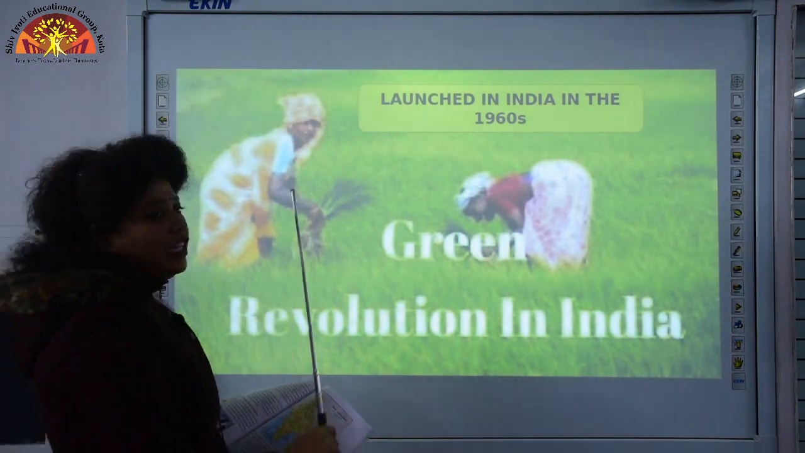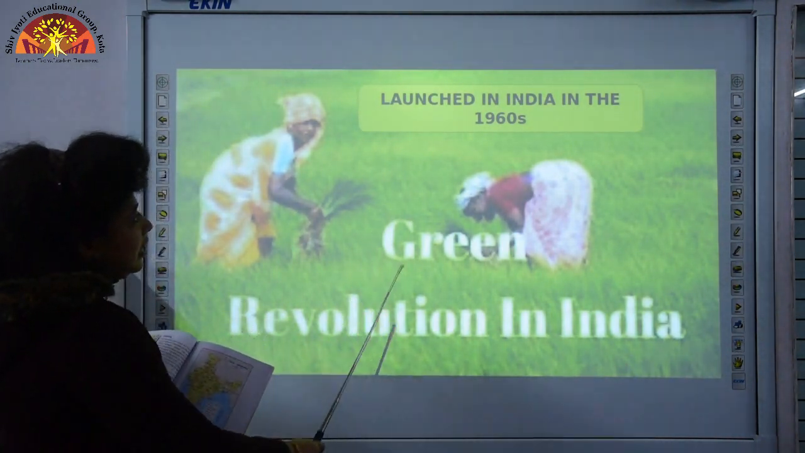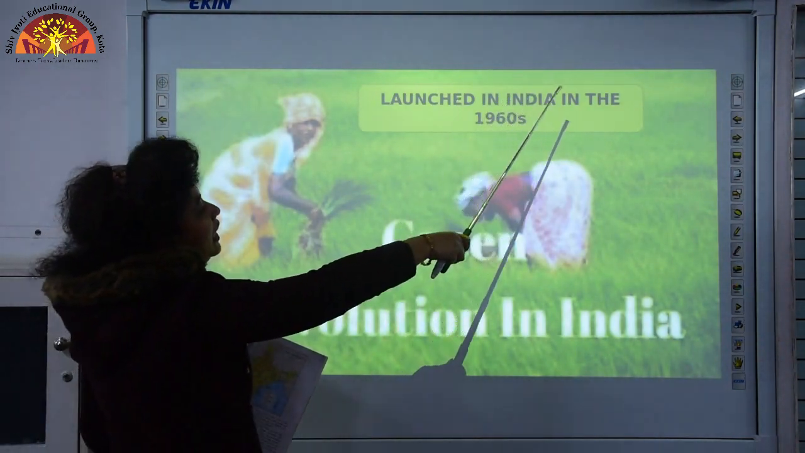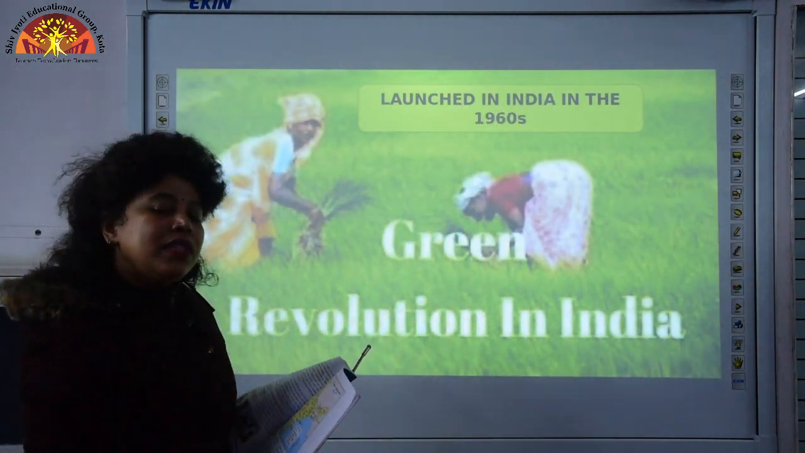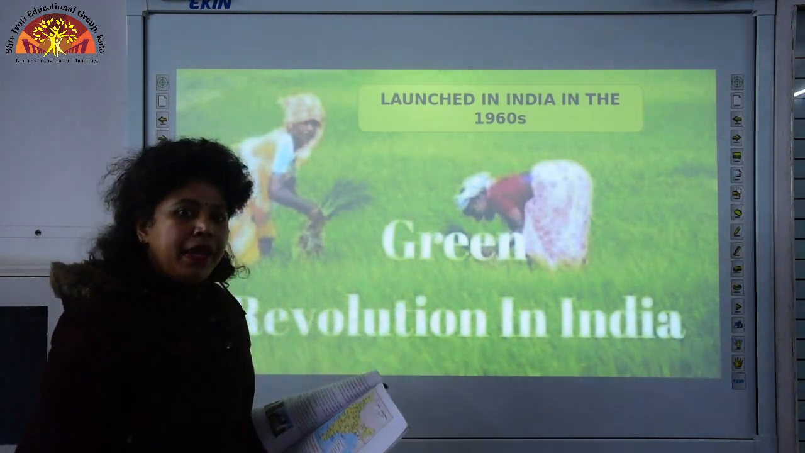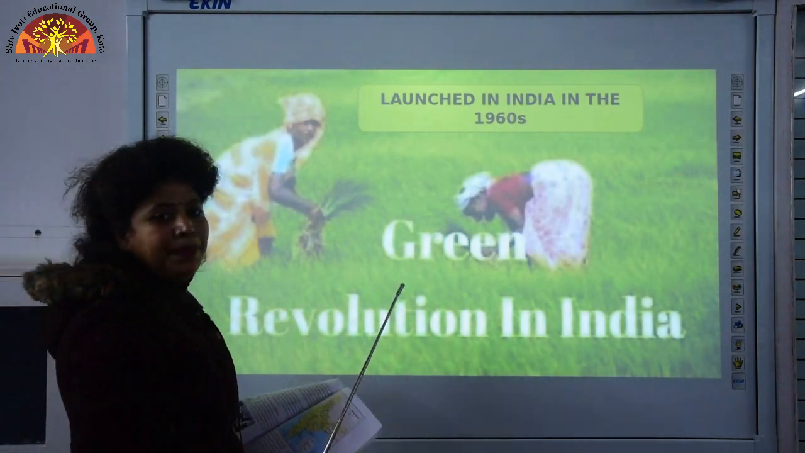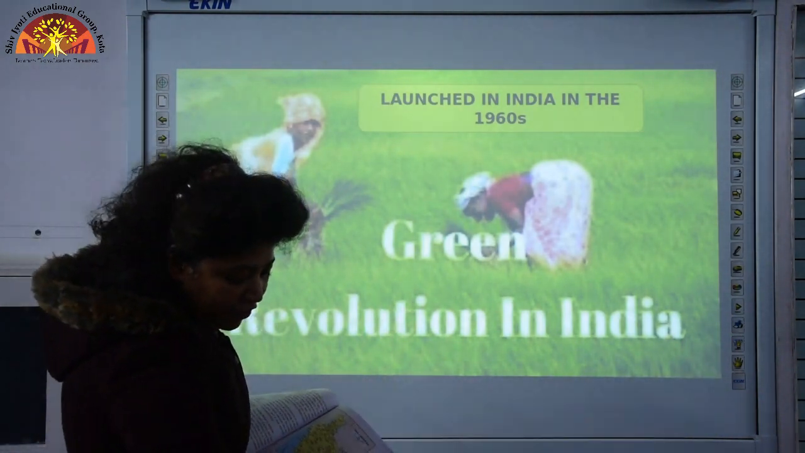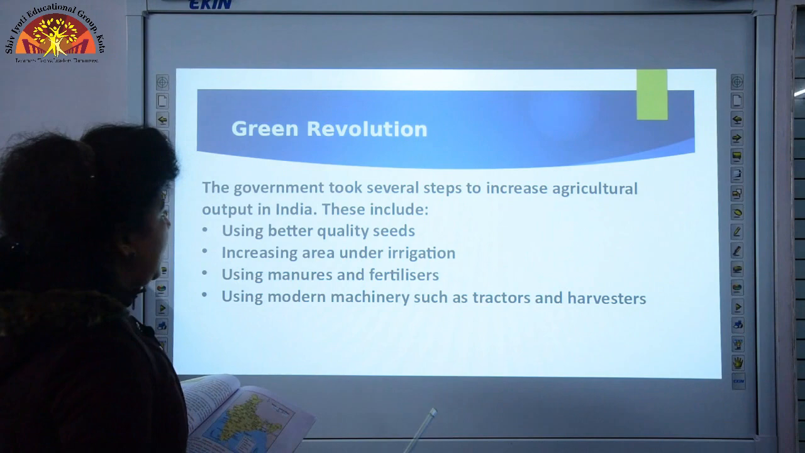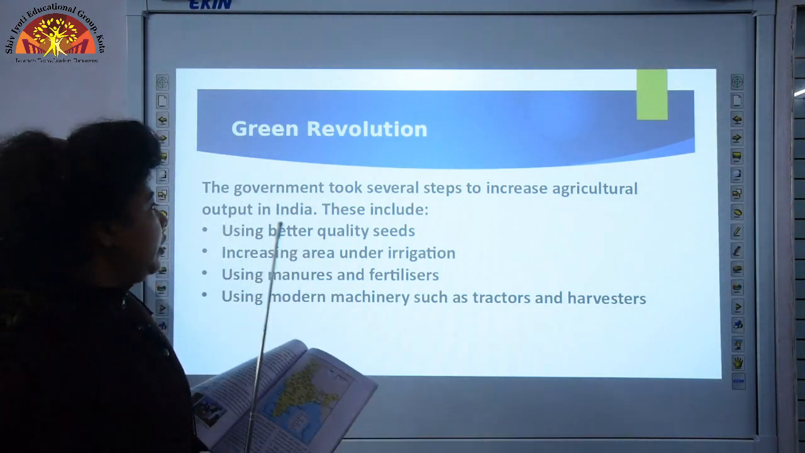Now comes the Green Revolution. Okay, the government of India launched the Green Revolution in India in the 1960s. So, this period when the old traditional methods were replaced by the modern methods of agriculture, this period is known as Green Revolution. So, government took various steps to increase the agricultural output in India.